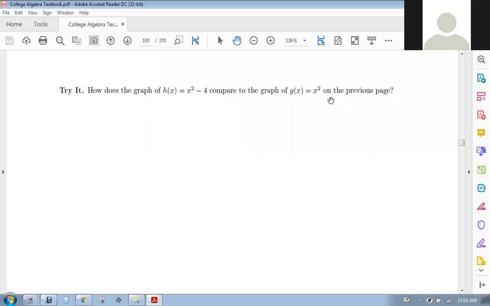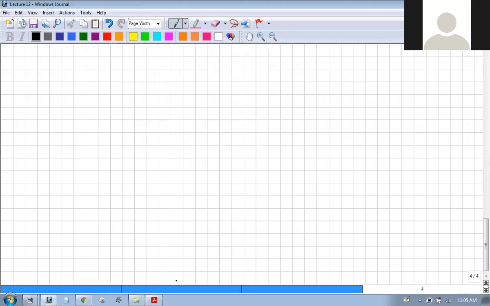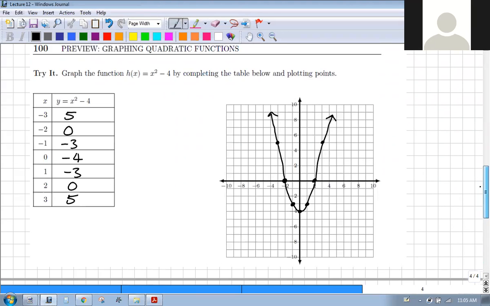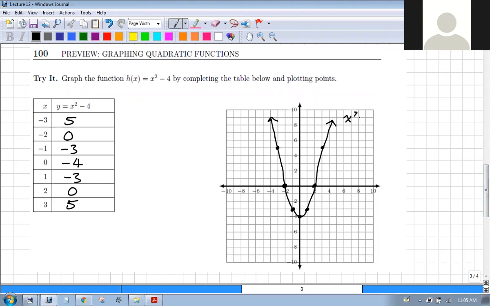All right, and we just discussed that. Here, I'll draw it on there. This is x squared minus 4 and blue here. This is x squared. Move down 4 units.